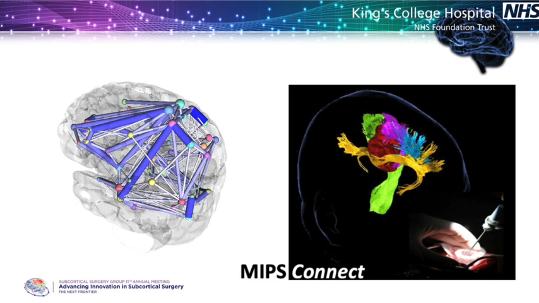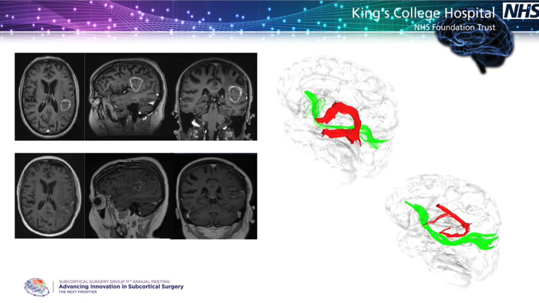So this is the MIPS Connect, and I should declare that we have received a grant from NICO to look at this. And just if anybody from NICO's here, we said that we'd get to 20 patients in 18 months. We've got to 15 in 6 months, so we should have some data for you pretty soon. This is a case, eloquent tumor, IFOF and arcuate pre and post, and you can see that the IFOF's bulked up and the arcuate has narrowed down after the resection.